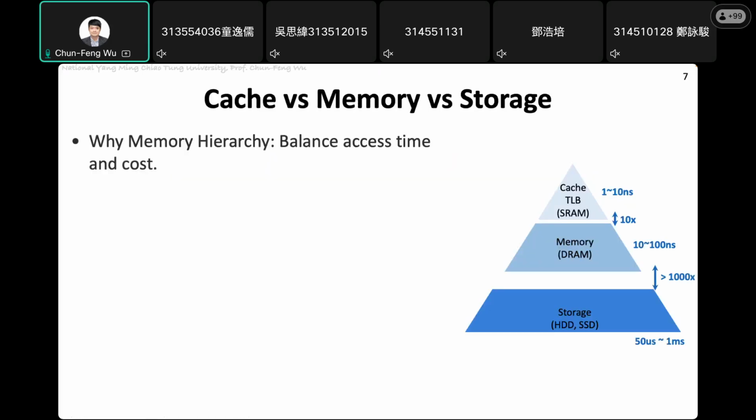Okay, so before talking about the file system, I think we first need to come back and go over some things you already learned on the memory hierarchy and storage hierarchy. So first of all, why do we need a memory hierarchy? Because you learned this, right? You learned there is a pyramid: the bottom is the storage, the middle is the memory, and the top is the cache. And the short answer is because it can balance the access time and the cost.